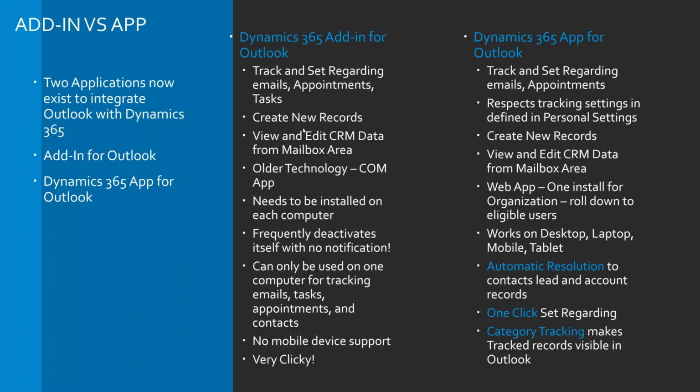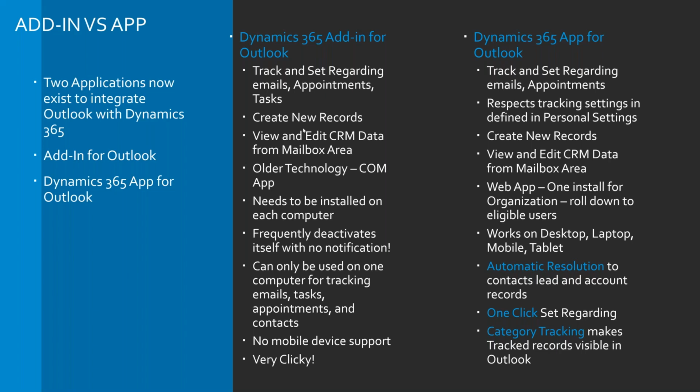Another bad feature of the old add-in for Outlook is that you could only track records from one computer. So if you worked from a desktop while in the office and a mobile laptop while out of the office, you could only use one of those computers to track emails, which made for a difficult situation that was not easy to manage. Finally, there was no way to track emails from your phone. There was no way to track anything from your phone to Dynamics 365.